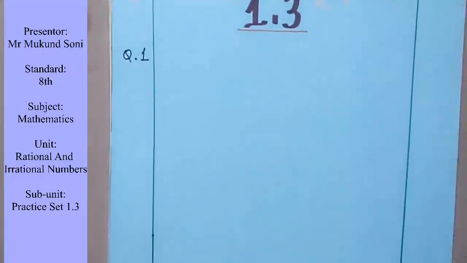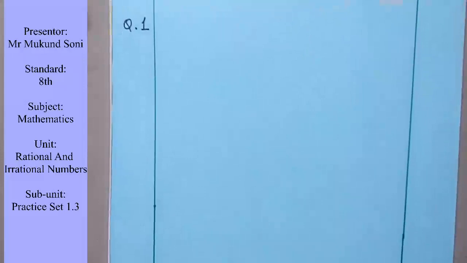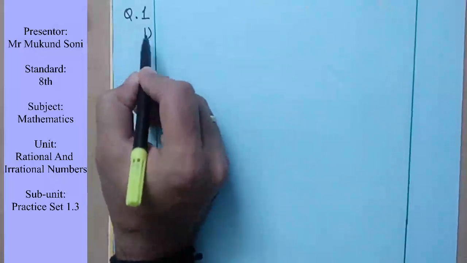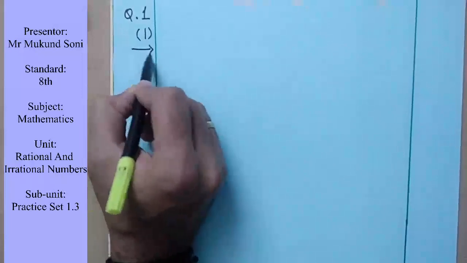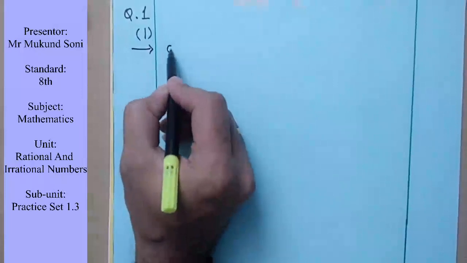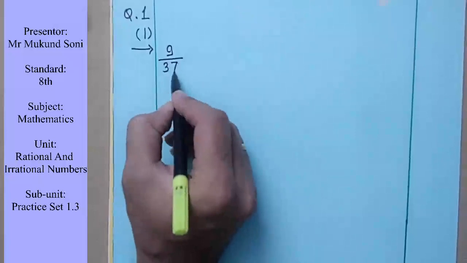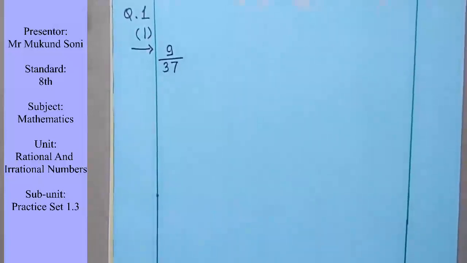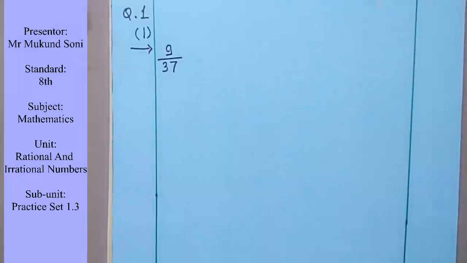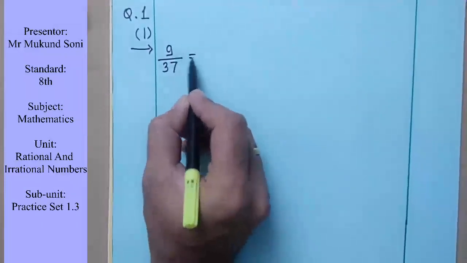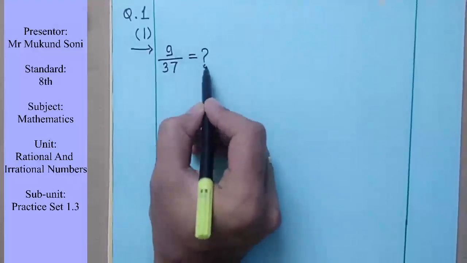Focus on the screen. From question number 1, we are going to solve the very first question. Keep in mind, even if you do not write the question, you need to give a proper question number so that you can cross check your answers and we are able to check your answers as well. Now the question is 9 upon 37. Rewrite the number 9 upon 37, and we are going to find the answer for it.